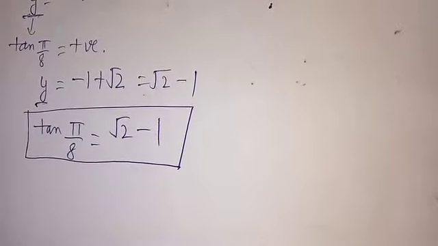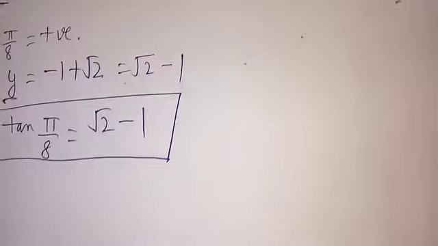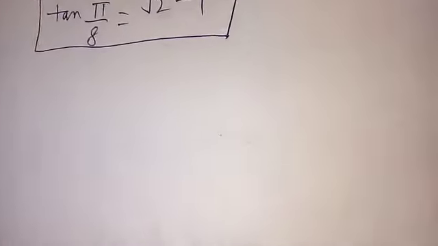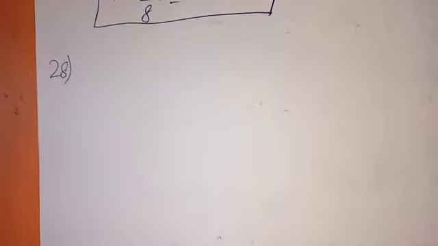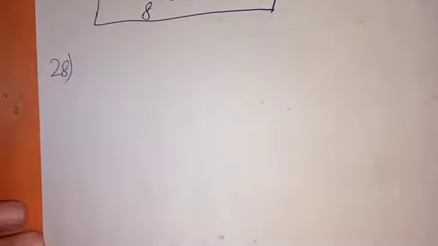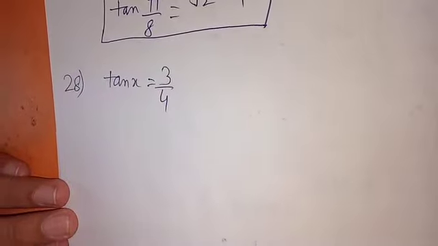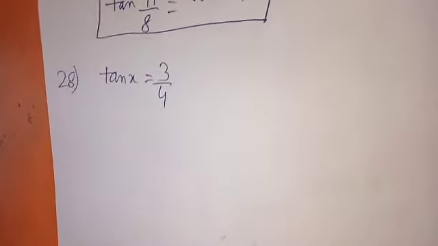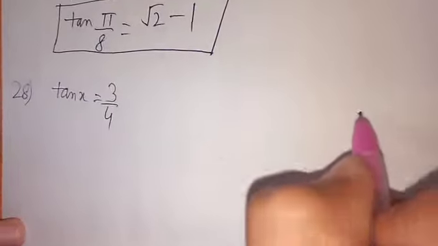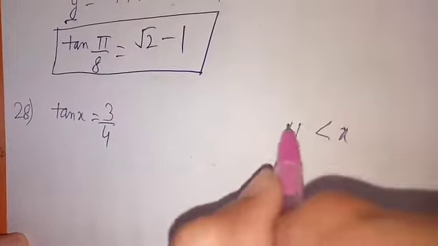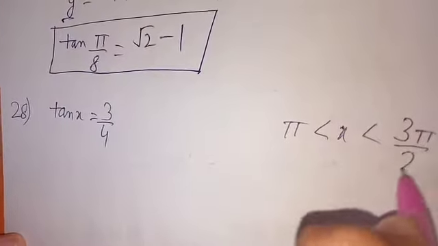Now example number 28, a very important example. Also 2 to 3 questions of your miscellaneous exercise are based on this question. Our example 28 is, if tangent x is equal to 3 by 4, tangent x value they have given 3 by 4, and x lies between pi and 3 pi by 2, means x is greater than pi and less than 3 pi by 2.